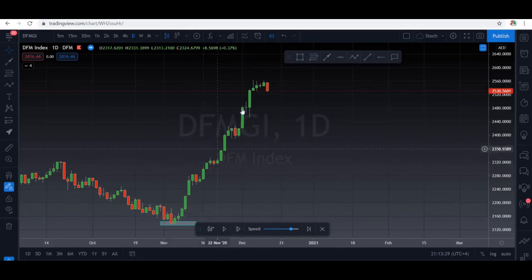Now the uptrend is still intact till the time it is above the previous swing high. This is the previous swing high and this is the previous swing low. So the market can easily come back to retrace till this area or this area. But once it closes below this area, we can say there is a reversal happening or a reversal is expected. Let's continue.